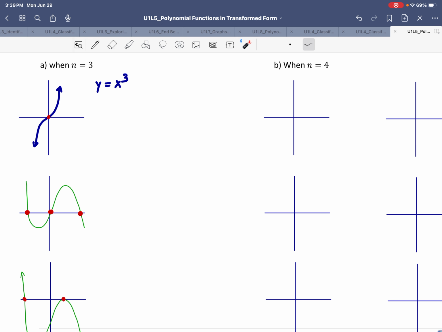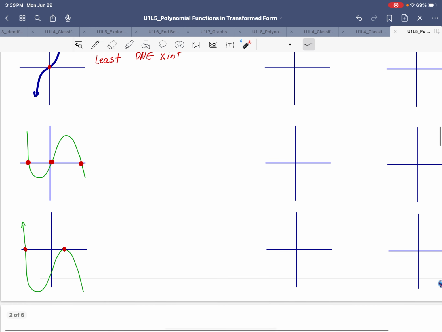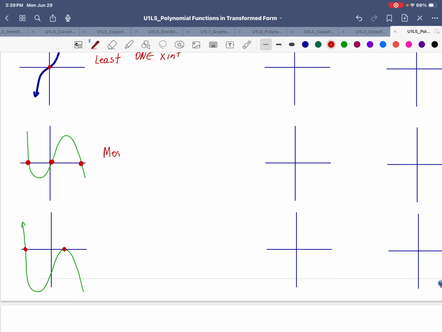So this is the least number of x-intercepts: at least one x-intercept. And you can see that it can also have more than one, so it can have 2 and it can have 3. Now, can it have more than 3? As a matter of fact, more than 3 is not possible, because the graph of a function can have at most only these 3 lines that can cut the x-axis. So the most number of x-intercepts it can have is 3.